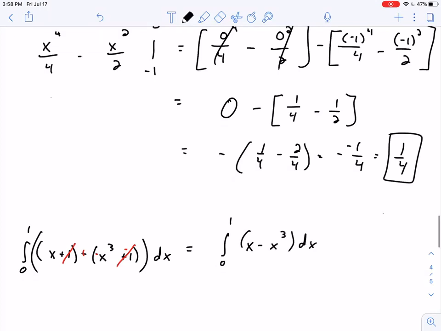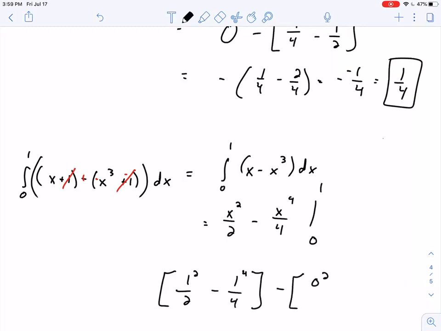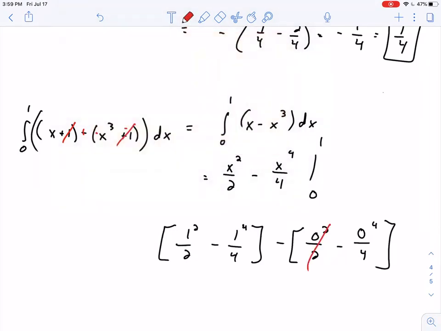This should look pretty familiar. So I have x squared over 2 minus x to the 4th over 4, and I'd like to evaluate that at 1 and 0. So let's see, I've got 1 squared over 2 minus 1 to the 4th over 4, minus 0 squared over 2 minus 0 to the 4th over 4. And once again here, 0 squared over 2, that's 0. 0 to the 4th over 4, that's going to be 0.